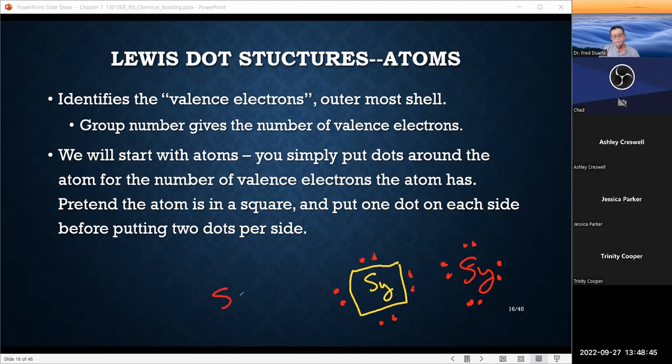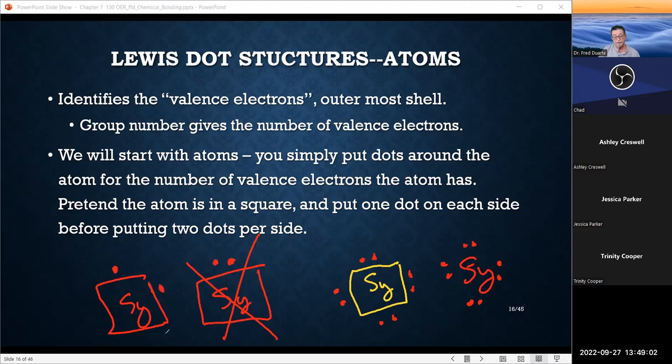If we had one with 2 valence electrons, by convention, it would be incorrect to put them like this. Okay, that would be incorrect. If it's 2, you just fill up the sides first. It's like filling up our orbitals, if you will. Whichever side you pick makes no difference, whether it's on top, bottom, left, or right. But don't double up until you've gone around the horn, so to speak.